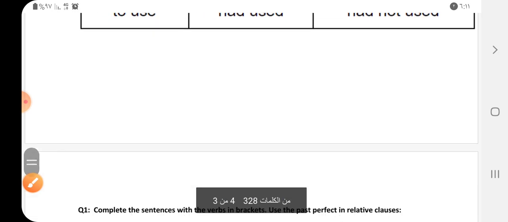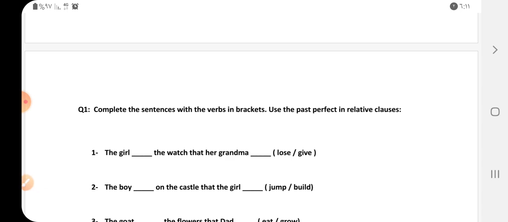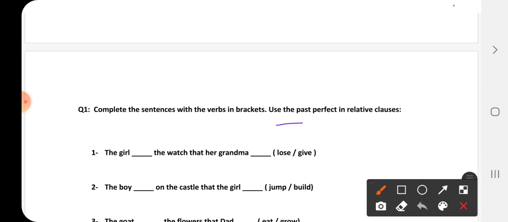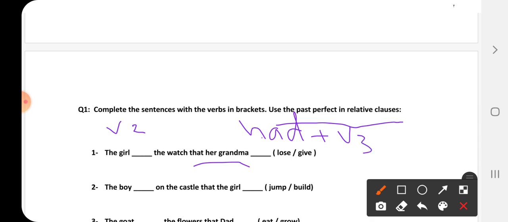Okay, now complete the sentences with the verbs in the brackets. Use the past perfect in the relative clause. Okay, I will do the first one. The girl lost the watch that her grandma gave. So we have here lose and give. Now look at the sentence. Which is the first action that happened? Grandma. This is the first action. So it takes had plus verb 3, and here we have verb 2. So verb 2 here, and we have here had plus verb 3. Now the girl lost, we want verb 2, lost, simple past. The watch that her grandma had given.